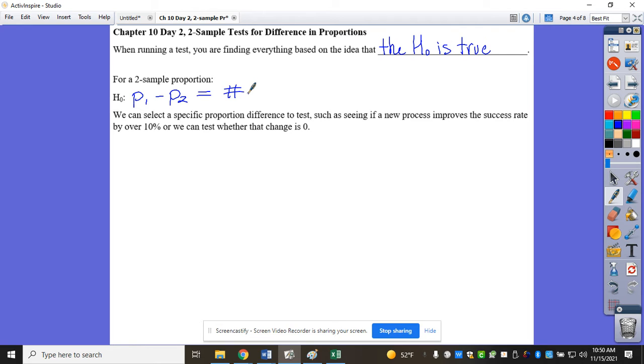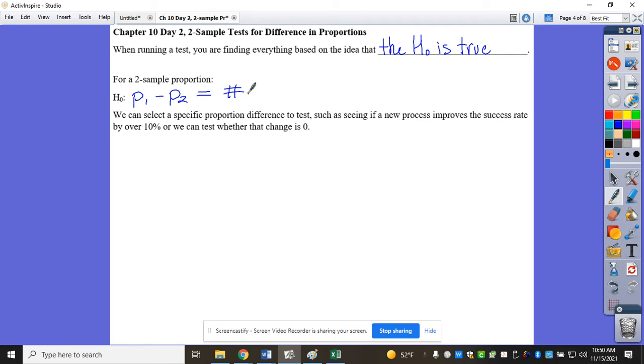Sometimes we pick a specific number there, which would make sense, like I want to convince someone to buy my product, and my product is improving some success rate, and I can prove through a statistical test that it improves the success rate by at least 10%. Like that would make sense why to put a number in there.